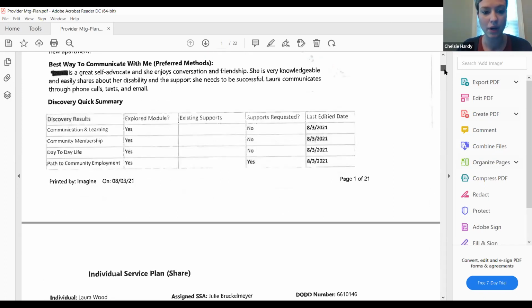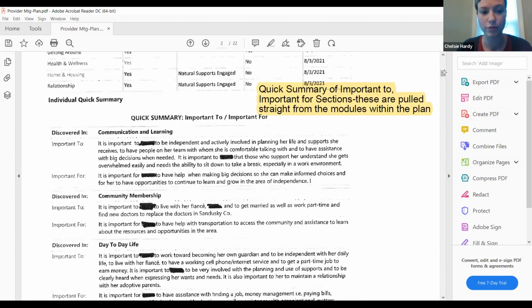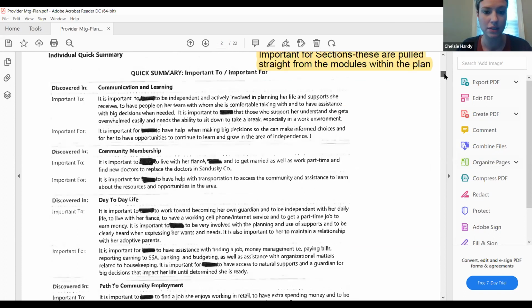So the next part of the plan is the important to, important for quick summary. All of this information, they're pulling it straight from the modules that are within the discovery. And this is supposed to be just important information in each one of those sections that providers really need to be aware of to make sure they're supporting the person. This section should be pretty well balanced with the important to, important for.